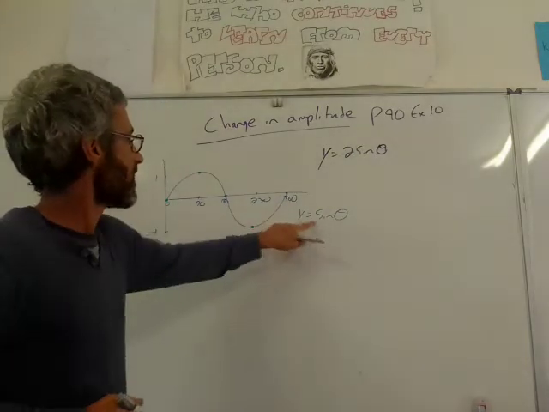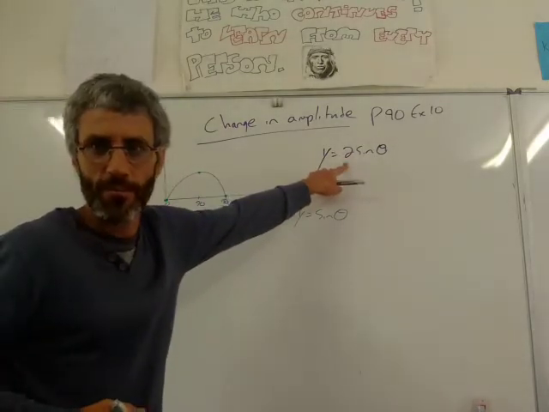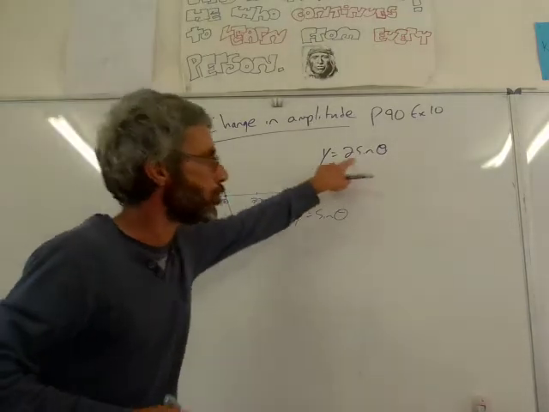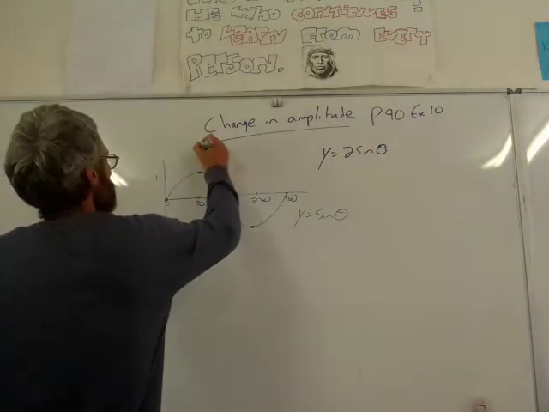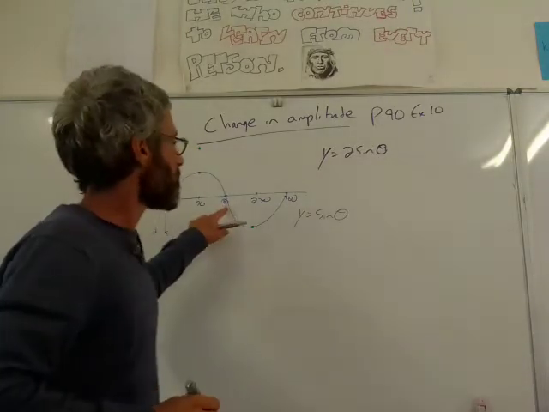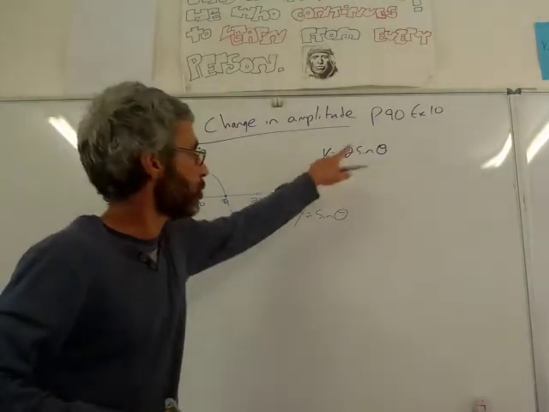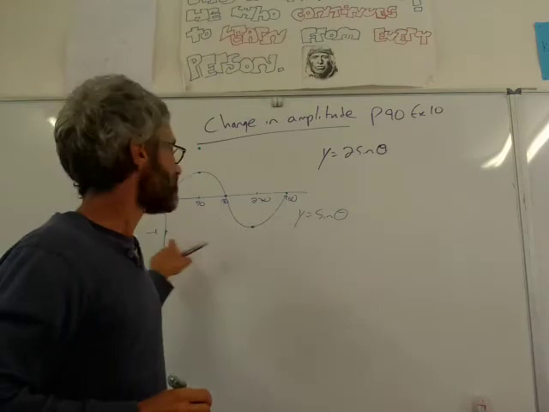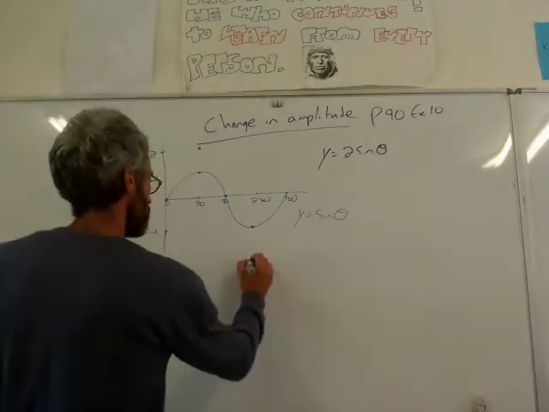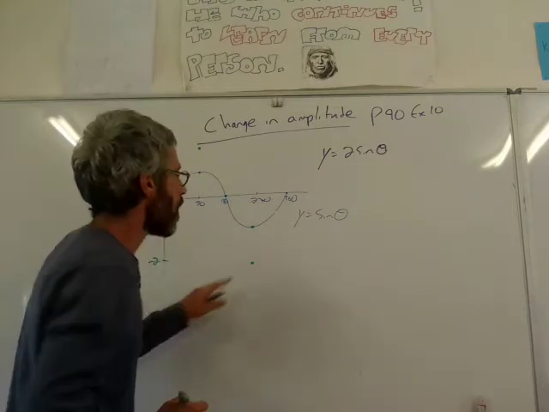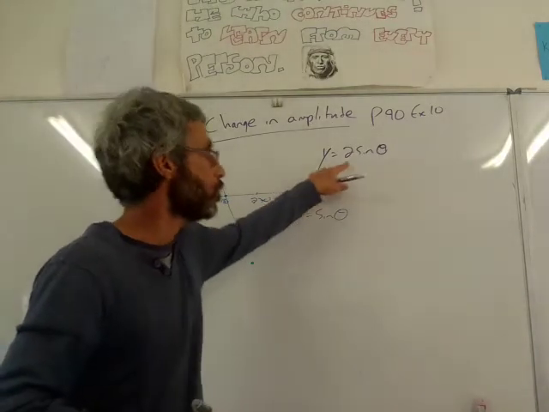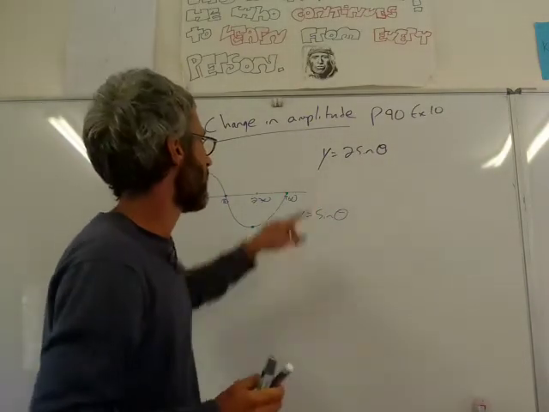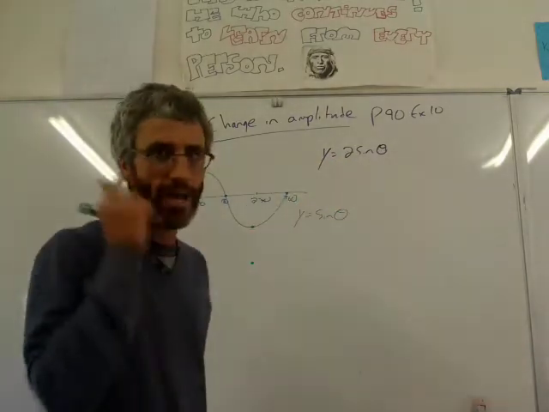So when sine theta was 0, then 2 times 0 will be 0. When sine 90 is 1, then 2 times sine 90, 2 times 1 will be 2. When sine 180 is 0, 2 times 0 is still going to be 0. And when sine 270 is minus 1, 2 times minus 1 will be minus 2. Lastly, sine 360 is 0, so 2 times sine 360 is also going to be 0. All I did really is multiply each one of the y values by 2.